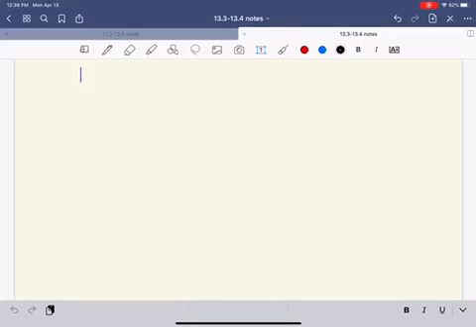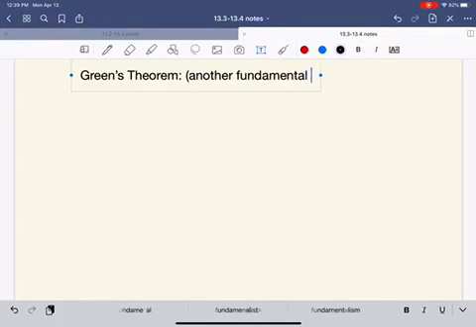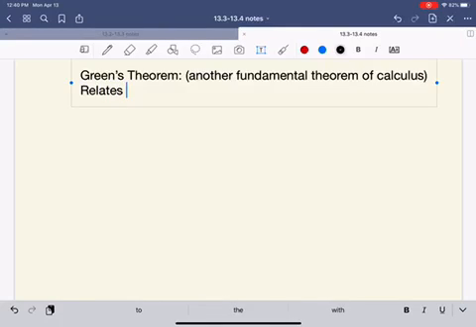Today, in this section, we're going to talk about Green's theorem, which is kind of like another fundamental theorem. It relates a line integral to an area integral. And it's stated as follows.